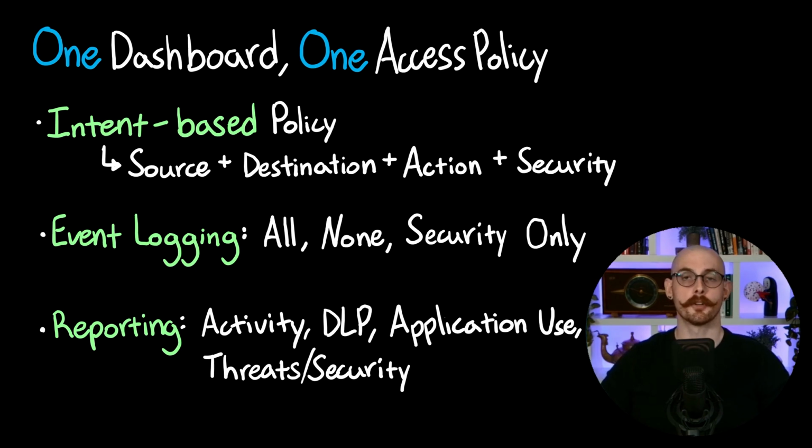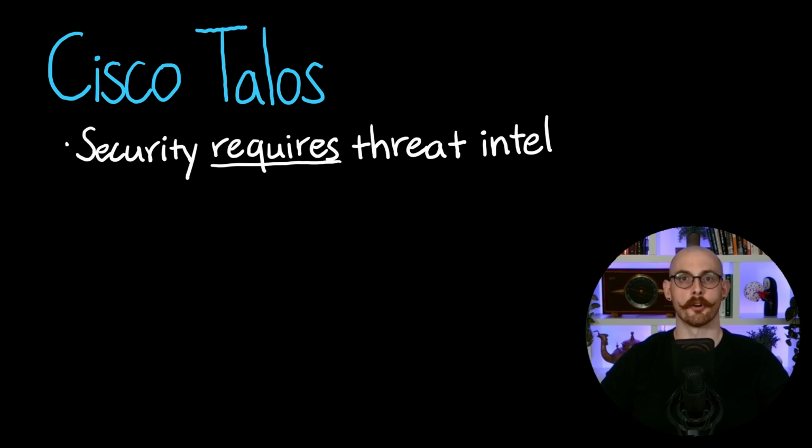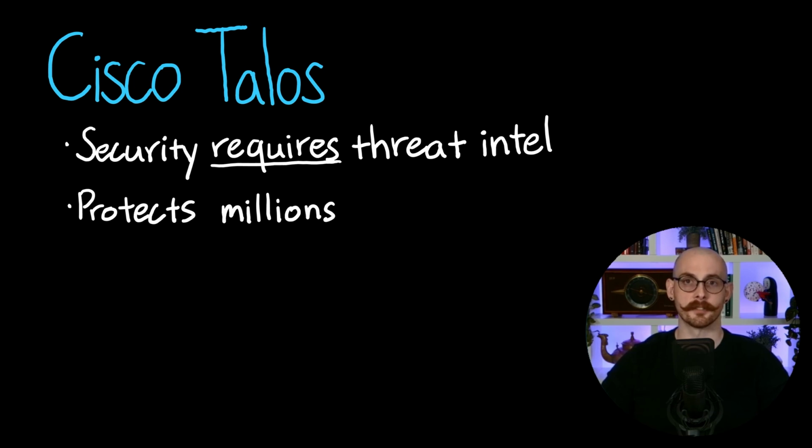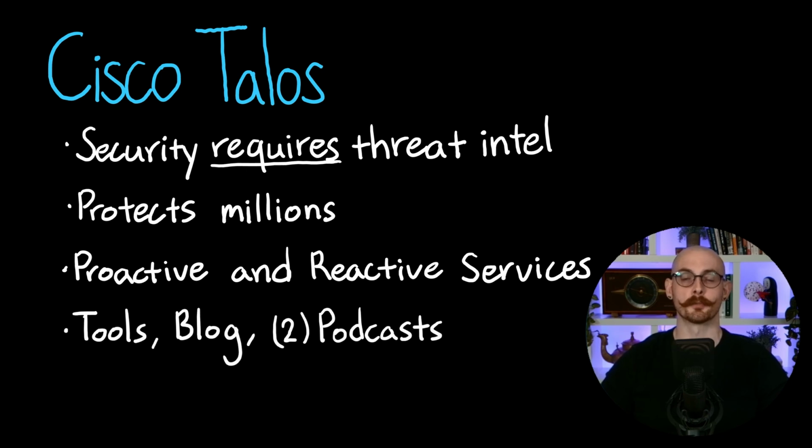And finally, a security product is only as good as the threat intelligence behind it. Cisco Talos is one of the largest commercial threat intelligence organizations in the world, and they provide all of the threat intelligence for Cisco's customers, products, and services. Talos leverages telemetry and sophisticated systems to help protect millions of networks, mailboxes, and endpoints. In addition to threat intelligence, Talos also offers both proactive and reactive services, in addition to maintaining open source tools, a blog, and 2 different podcasts. If you aren't familiar with them, I definitely recommend checking them out, as they are always doing a ton of cool stuff.